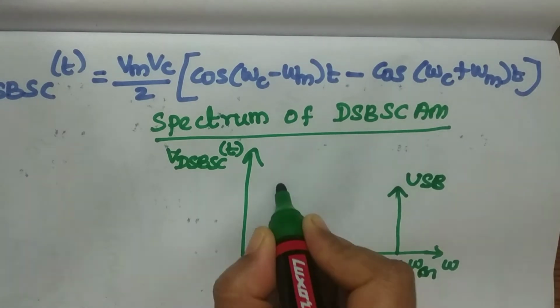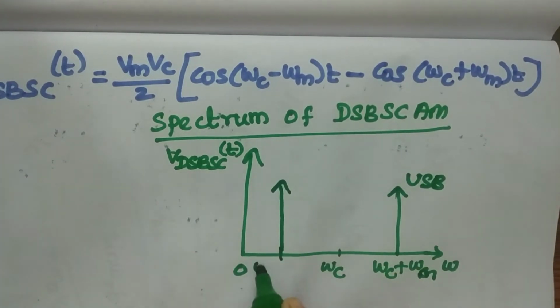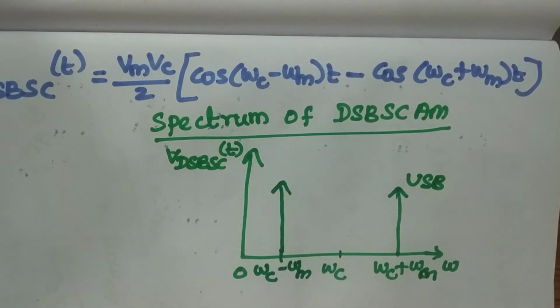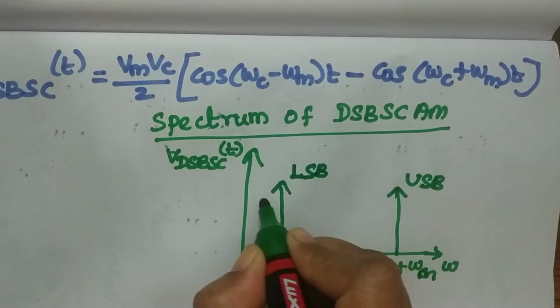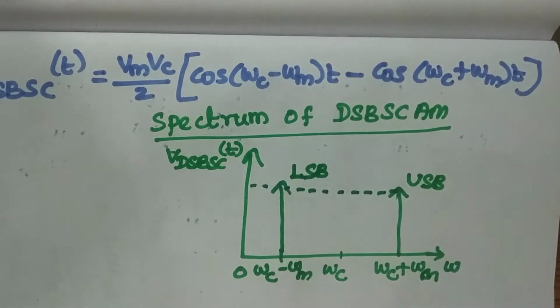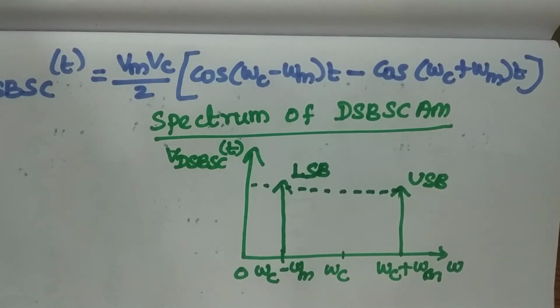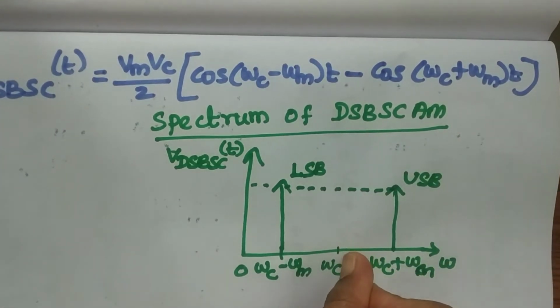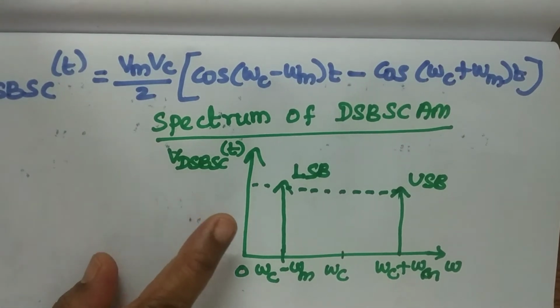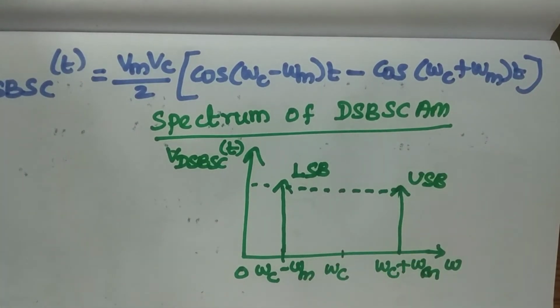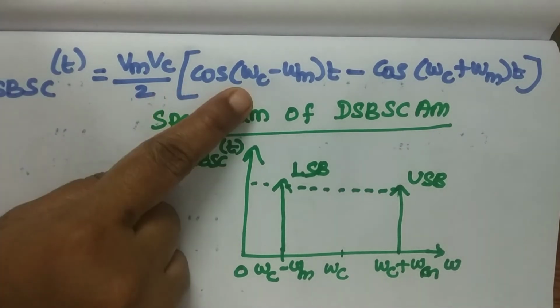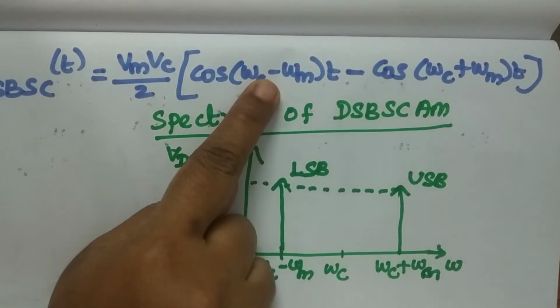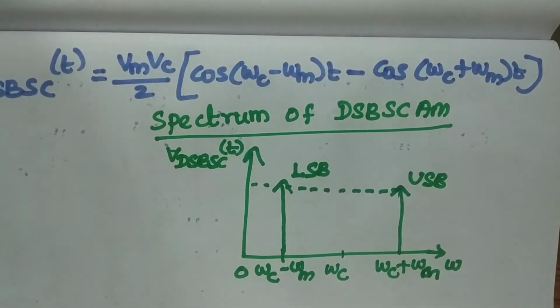Then here I am taking omega c minus omega m. This is LSB. So this is the spectrum of double sideband suppressed carrier amplitude modulation. In traditional double sideband full carrier amplitude modulation, we have the carrier signal here, isn't it? In this spectrum of double sideband suppressed carrier, we don't have any carrier signal, because in the output we have only two terms, two sidebands, upper sideband and lower sideband.